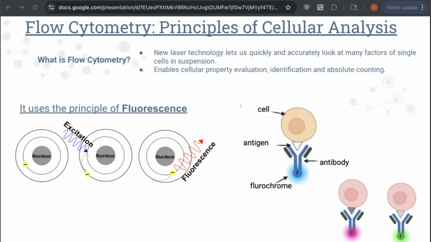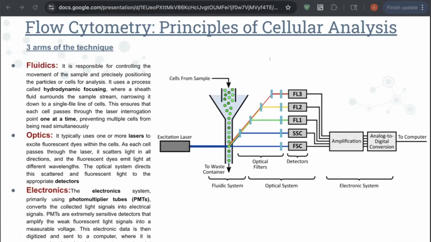To target specific cells, fluorochromes are attached to antibodies, which then bind to antigens on the surface of the cells. This means we can label and track different cell types because different fluorochromes emit different colors. Therefore, we can study several markers on the same cells at once.